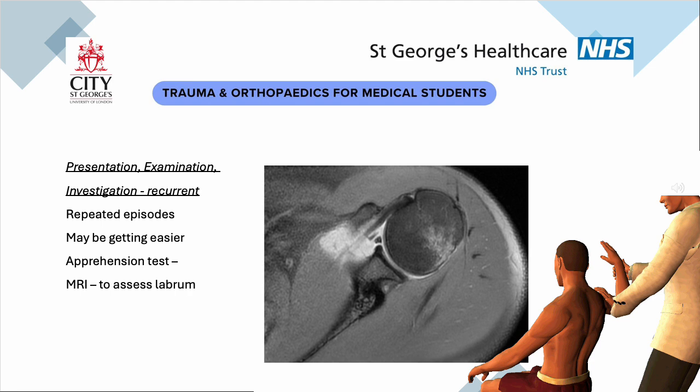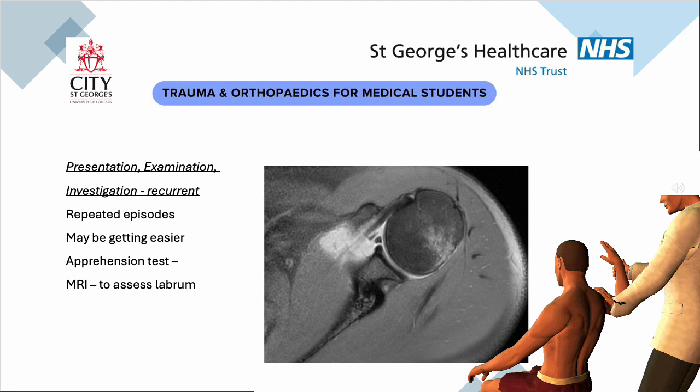In recurrent instability, the patient doesn't present with a dislocation, they present with a history of repeated episodes. So they may describe it getting easier and easier to come out. They will tell you where they are apprehensive. When you do the clinical examination, you have to check the neurovascular status again, make sure they haven't got any damage to the axillary nerve.